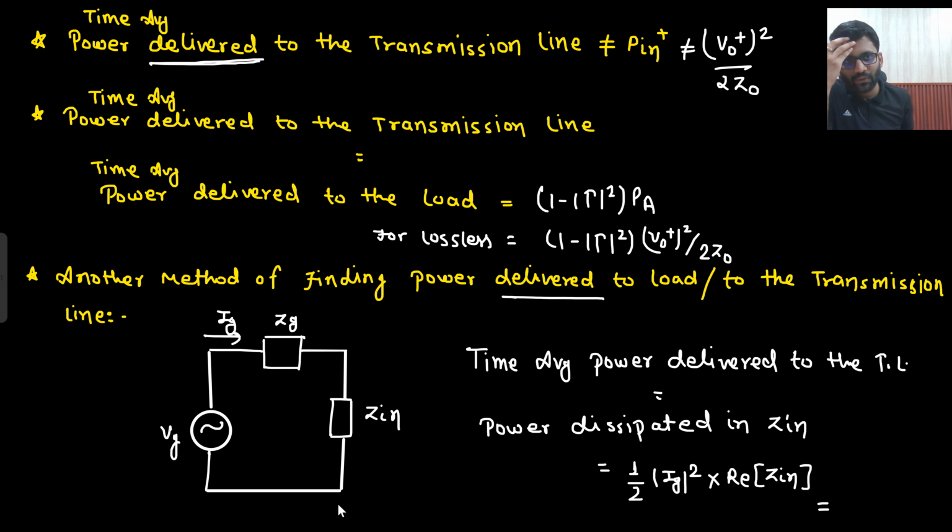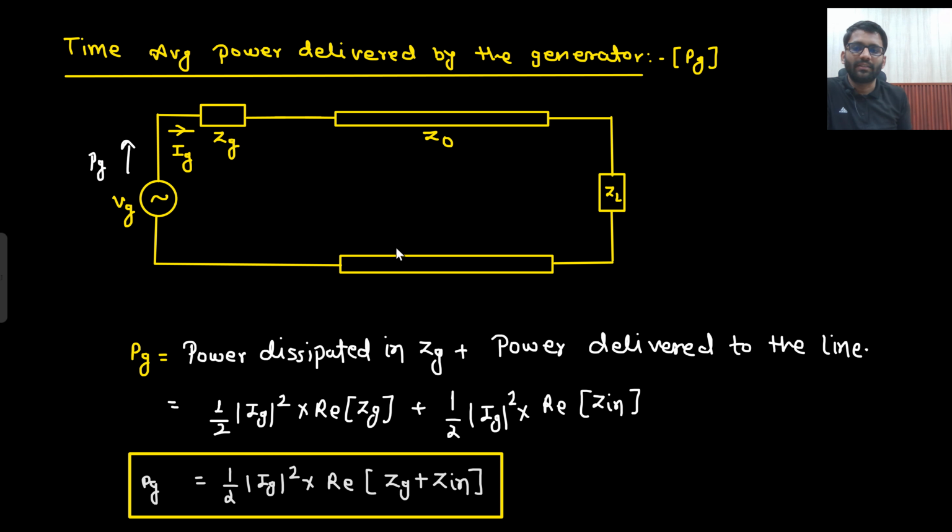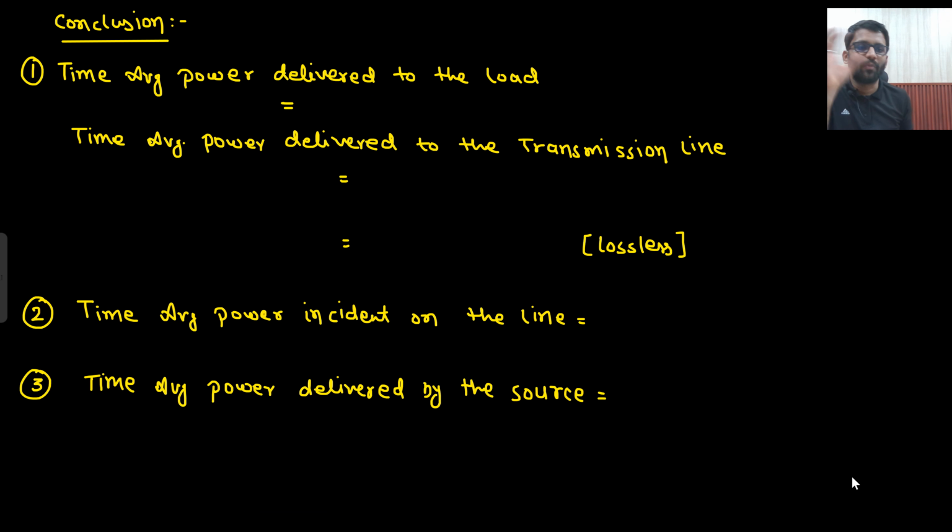And how do you find that value? Half mod of Ig square into the real part of Zin. This we have already seen. And some power will be eaten up by Zg. How much? Half mod of Ig square into Zg. So I hope you are getting to know what we are doing. Now we will solve the problem and it will be more clear to you.